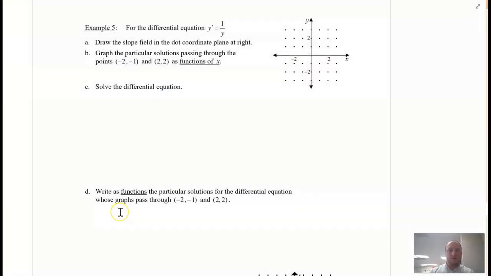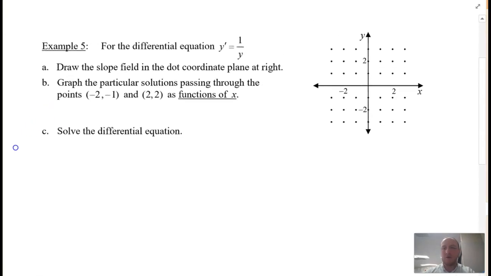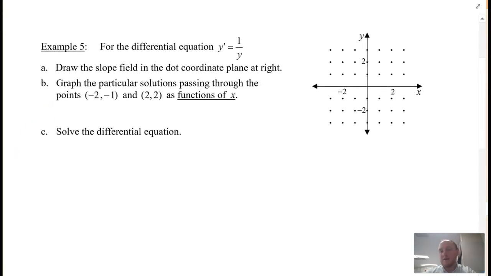All right, so example 5. Here we have a differential equation y prime is equal to 1 over y, and they want us to draw the slope field in the dot coordinate plane at the right. Maybe you're thinking, those are a lot of dots, I have to calculate the slope. But for this one, it's actually pretty simple. Our slope is 1 over y. So I can take the y value, in this case the y value is 1. So 1 divided by 1 is just 1. That's what our slope looks like.